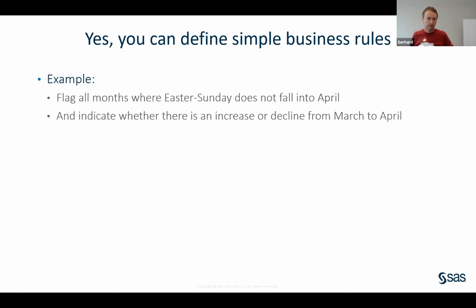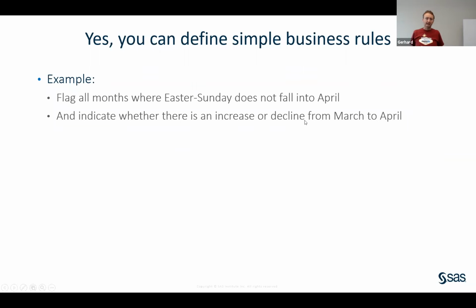What I bring here as an example is, I would like to flag all months where the Easter Sunday does not fall into April. So we all know that Easter is a movable holiday. In most cases it's in April, but it can also be in March. The earliest date is the 21st of March, if I know correctly. So I would like to flag all the years where the month of the Easter Sunday is not in April, and indicate whether there is an increase or a decline from March to April.